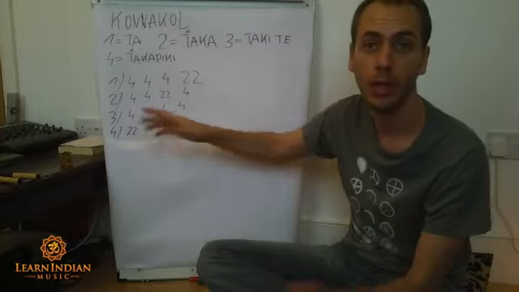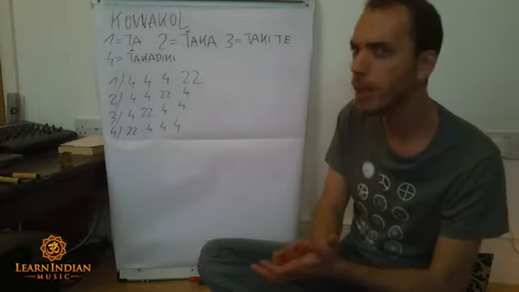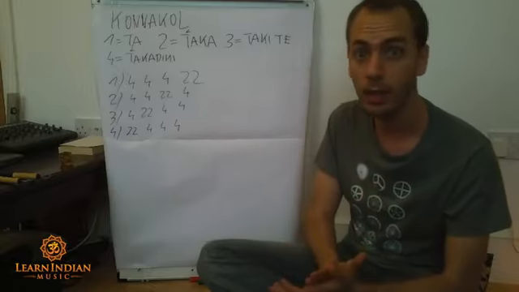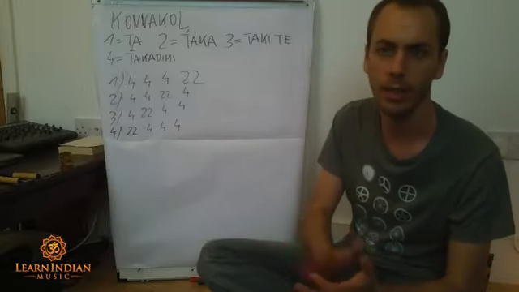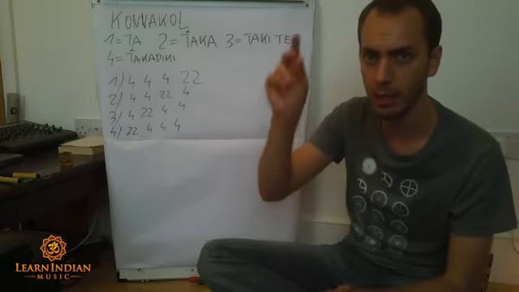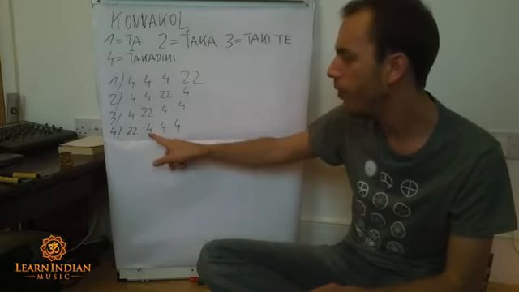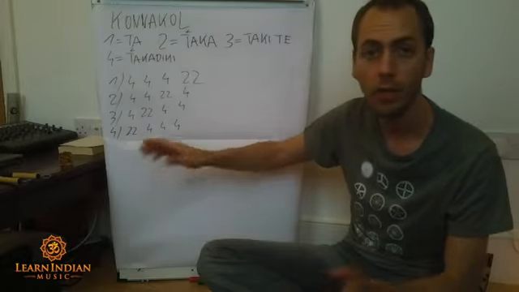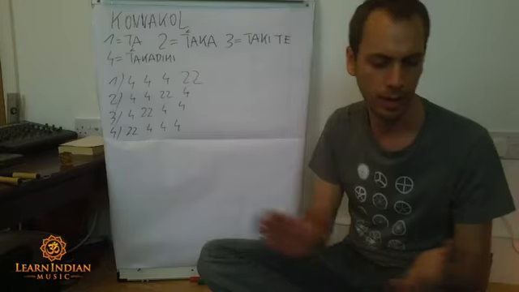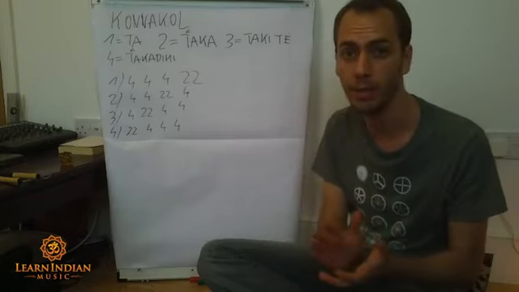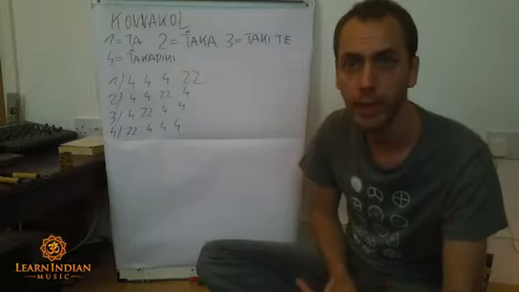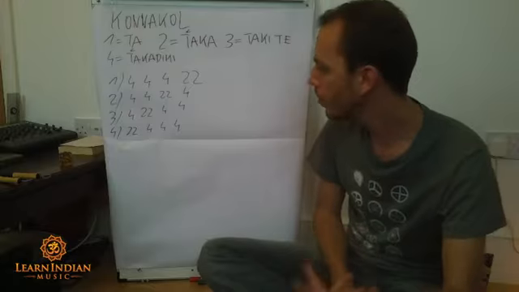Example number 3. Taka di mi taka taka taka di mi taka di taka di mi taka taka taka di mi taka di taka di mi taka taka taka di mi taka di mi ta. And the fourth one. 1, 2, 3, 4. Taka taka taka di mi taka di mi taka di mi taka taka taka di mi taka di mi taka di mi ta.